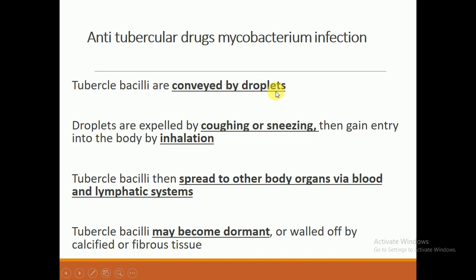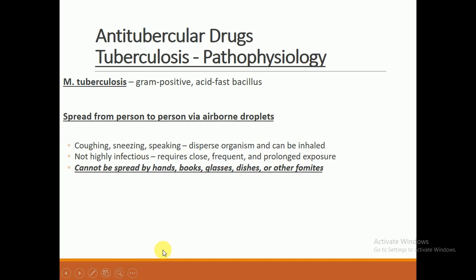This bacterium is transmitted with the help of air droplets, and these droplets are expelled by coughing or sneezing, and can then enter the body by inhalation. Tubercle bacilli are then passed to other body organs via the blood and lymphatic systems. Tubercle bacilli may become dormant or be walled off by calcified or fibrous tissue.